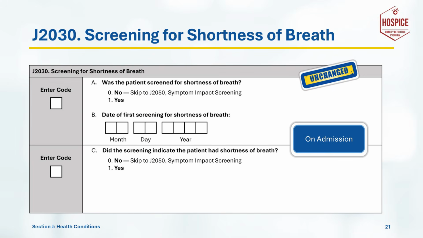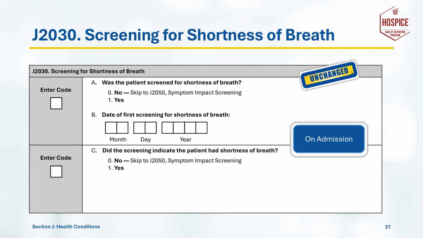There are 2 shortness of breath items. The first is J2030, screening for shortness of breath. This item was carried over from the HIS and is unchanged. It continues to be collected on admission. This item asks the clinician if the patient was screened for shortness of breath. The next question asks for the date of the first screening for shortness of breath.